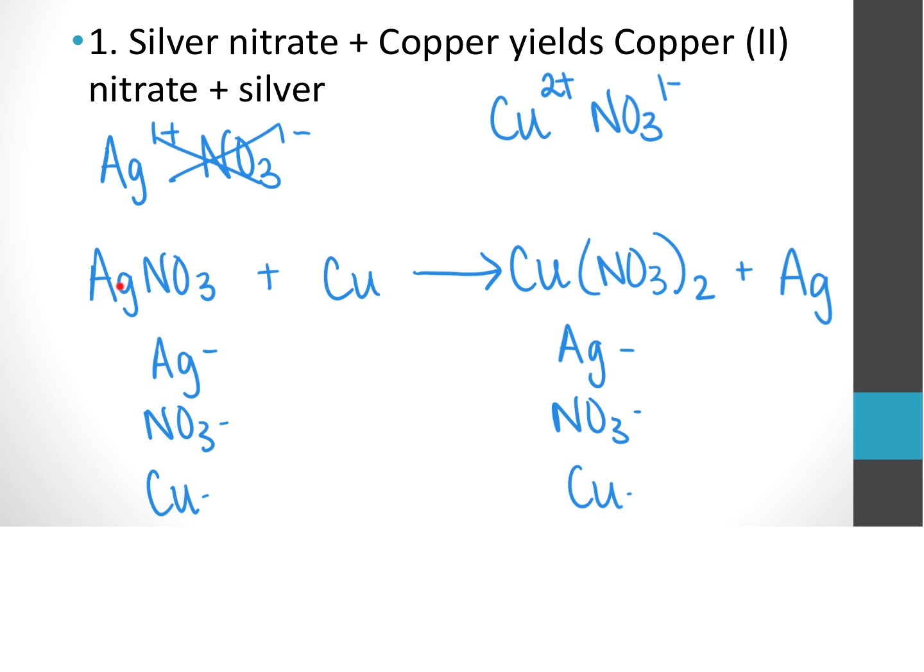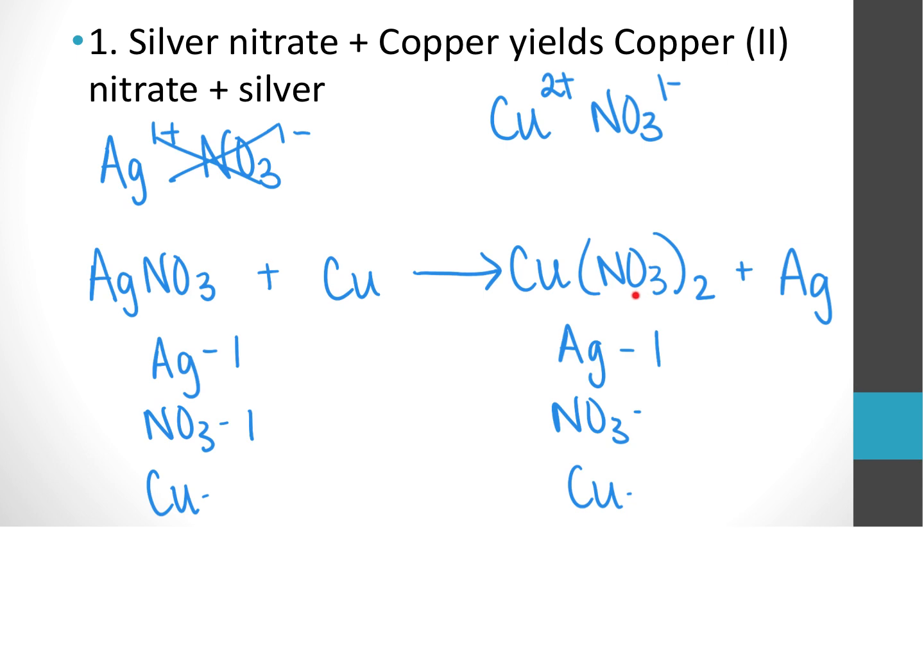So in silver nitrate, how many silvers are here? Okay. 1 silver. If we look over here, how many silvers are there? 1. Okay. All right, next is nitrate. How many nitrates are here? Just 1. Nitrate is NO3, so just 1 total.